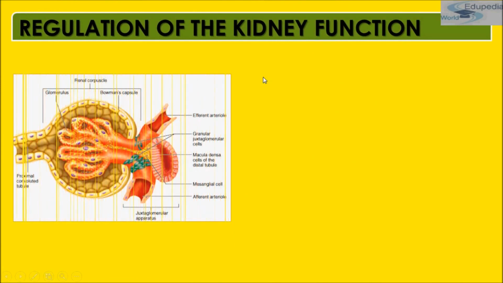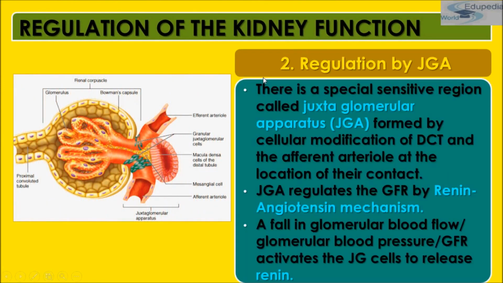Now comes regulation by JGA, that is juxtaglomerular apparatus. There is a special sensitive region called juxtaglomerular apparatus. This is the JGA. It is formed by the cellular modification of DCT and the afferent arteriole at the location of their contact.